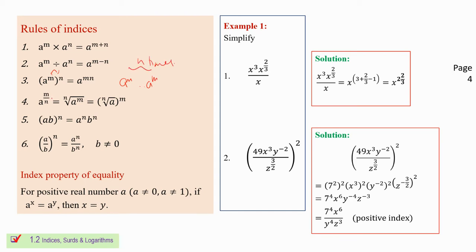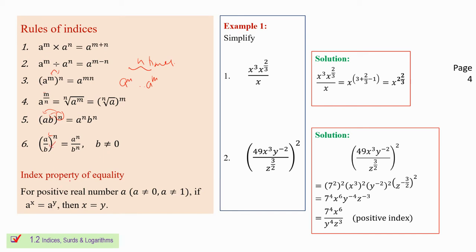Then for the fraction power, where the numerator and denominator are different, the numerator is the normal power. If it is a^(m/n), you can treat it as a^m multiplied by 1 over n, so you have the root outside, or you can find the root first, then you apply the power. If you have a bracket with base AB inside, the power n applies to both of them. It is the same for A divided by B, the n applies to both of them.